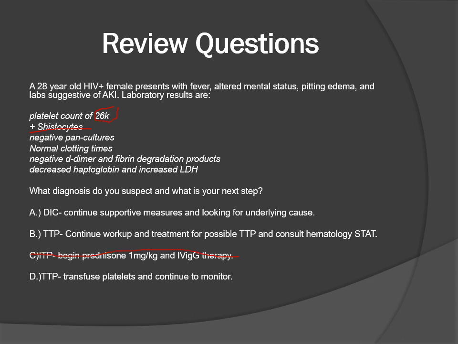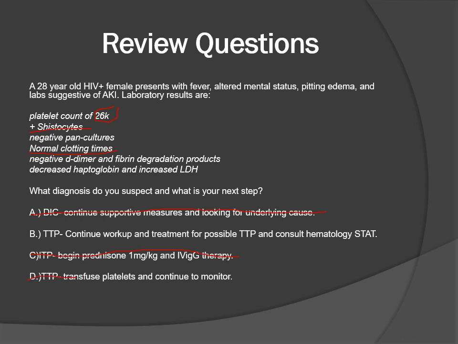Clotting times are normal, which in DIC they're typically elevated. So I would be worried about TTP in this young lady, okay? She has a lot of the FATRN symptoms we just talked about. She has HIV. She's got a lot of risk factors for it, and the presentation would fit classic TTP presentation, right?